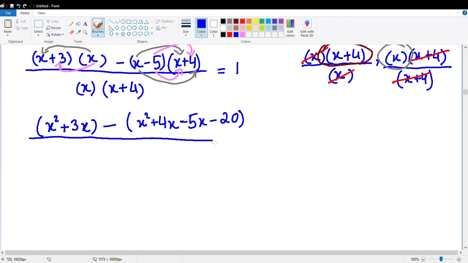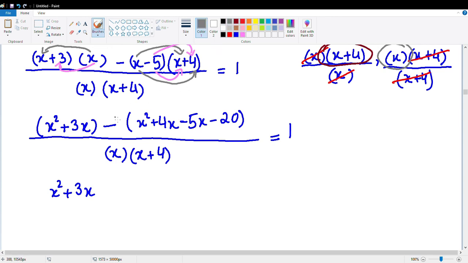So it's over x into x plus 4, and it equals 1. There's a really big gap. Yeah, sorry about that, guys. So now we have x squared plus 3x. Safe to come out of the brackets now.